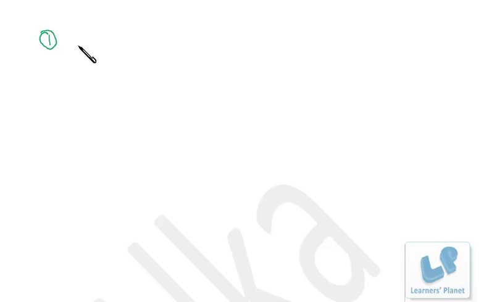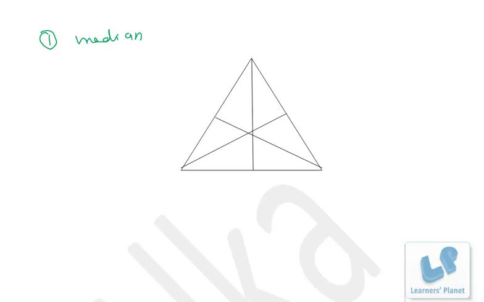First thing is median. Let me draw it over here. Suppose I have this triangle A, B, C, and this is P, Q, R. Now P, Q, R are the midpoints of BC, CA and AB respectively, right? This length is equal to this length, right? So AP, CR and BQ are known as medians, right? These are the medians of this triangle.